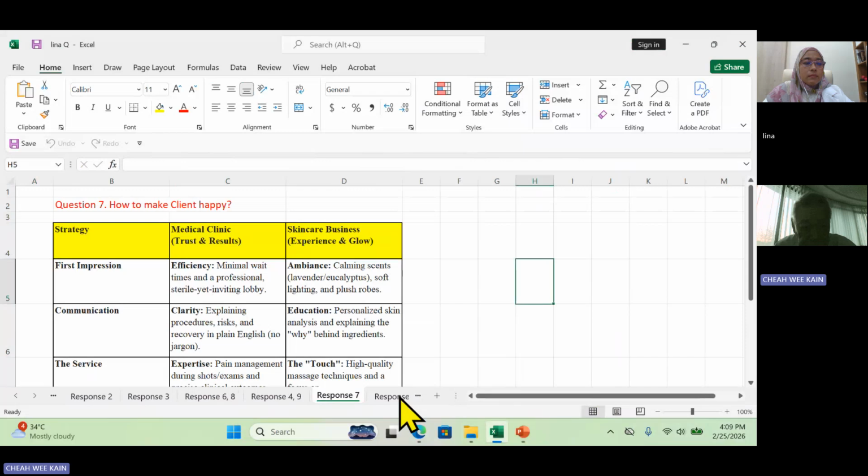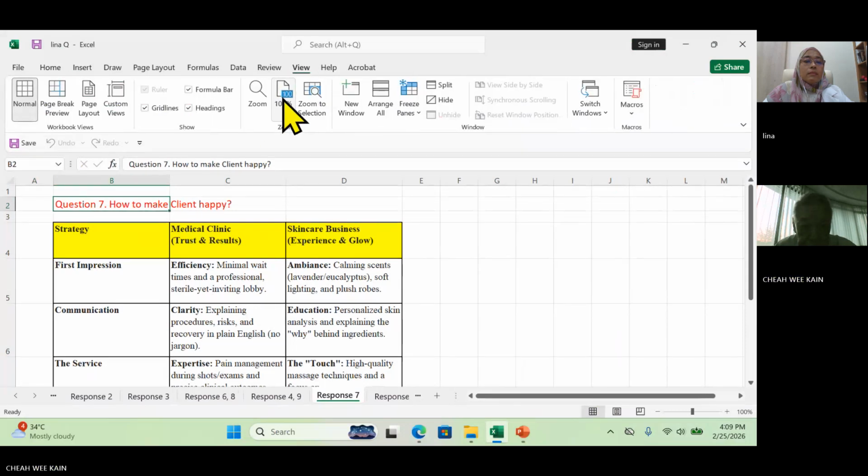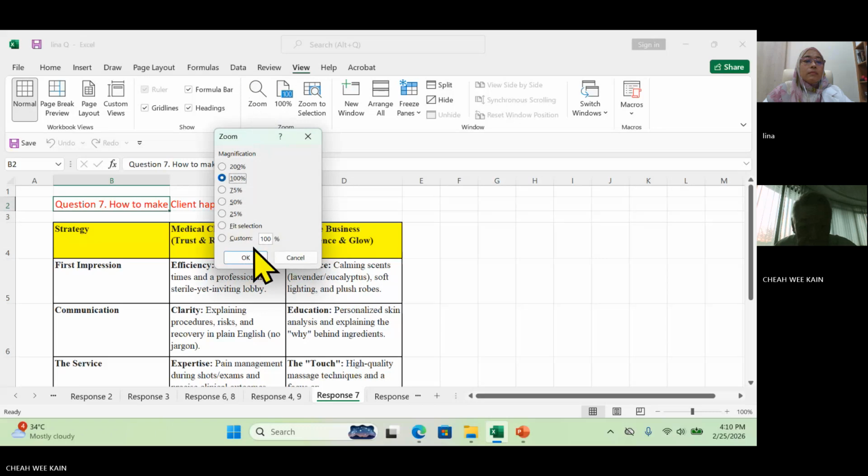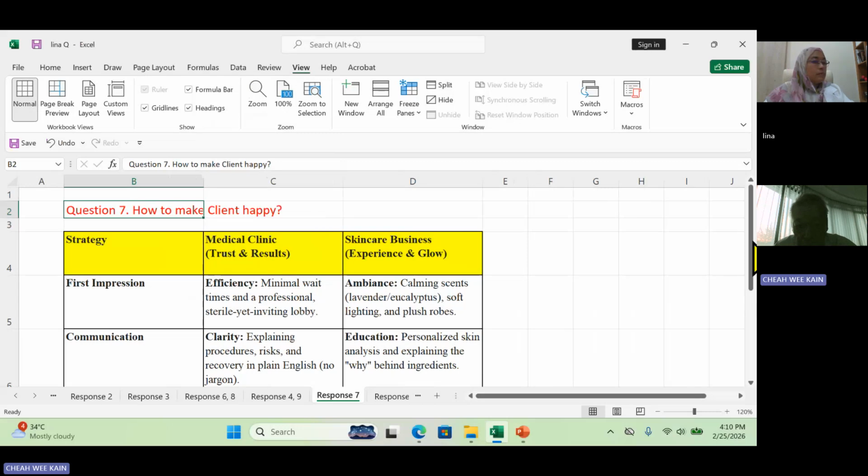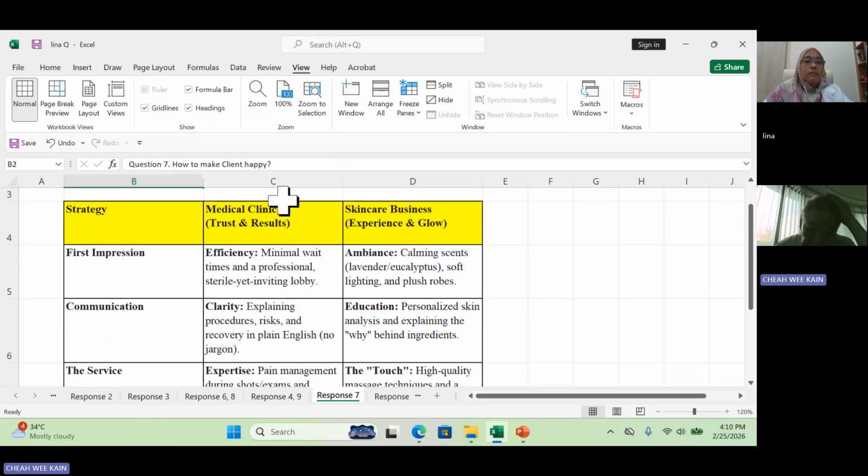Okay, now we go to the next one. How to make your clients happy. Now I put into two. How to make your client happy, I make into two. One is medical and one is skincare. Basically, in the medical business, it's talking about trust and result. Now, skincare is talking about experience and glow. Glow is not the skin moisturizer, no. It's the glow, a wow factor. When it gives your skincare, they feel very, very pretty.